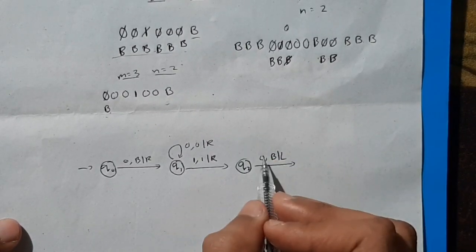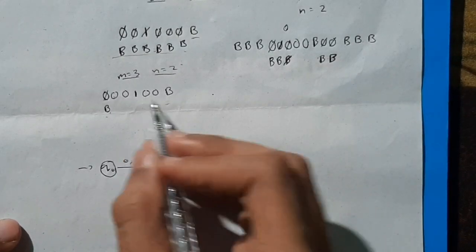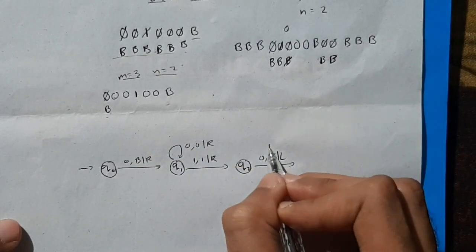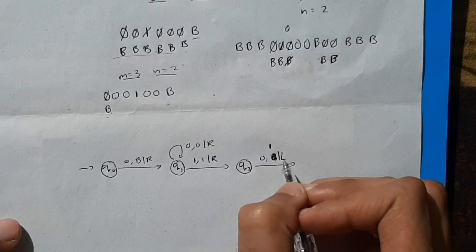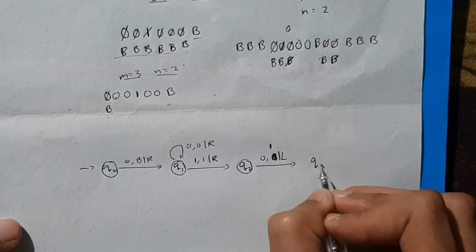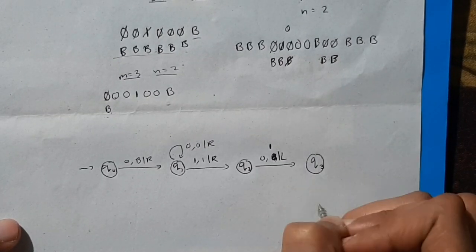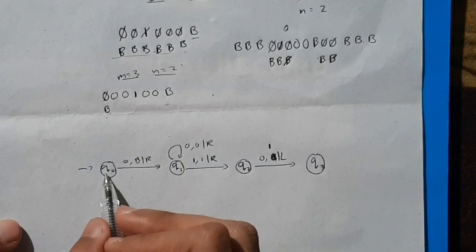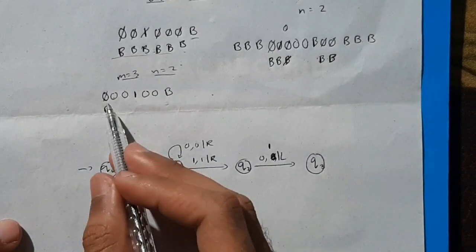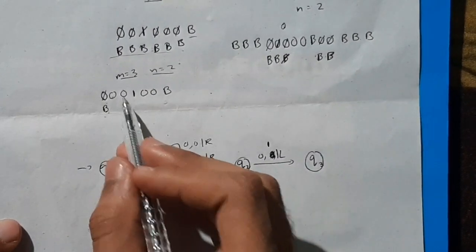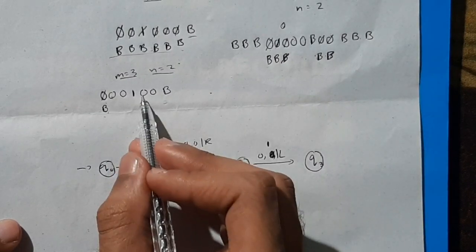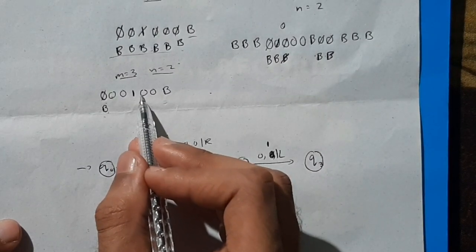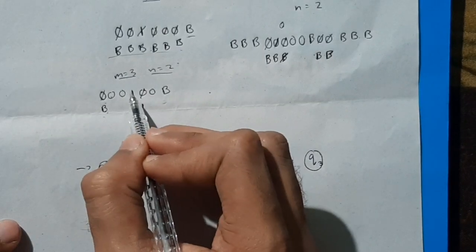Sorry, the first 0 should be converted to 1. Okay, the first 0 should be converted to 1, and I should move to the left. Okay, so this is q3. You understood, right? What we did: the first 0 was converted to blank space, we moved here, ignored m number of zeros. When we encountered 1, we moved to the next state. In the next state, when I encounter the first 0, at that time I have to convert it into a 1 and move back to the left.